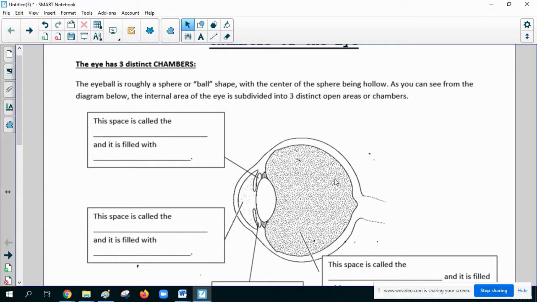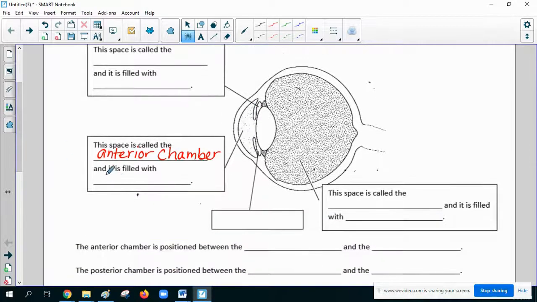So what we have is a ball shape that's hollow in the middle, and it's got the cornea that's sort of protruding out anteriorly, or towards the front. Right behind the cornea, and you can see there's a thickness to the cornea right here, but right behind the cornea is the first of these open spaces, or chambers, and because this is right out front, this is known as the anterior chamber. And the anterior chamber is filled with a watery fluid, and that fluid is called aqueous humor.